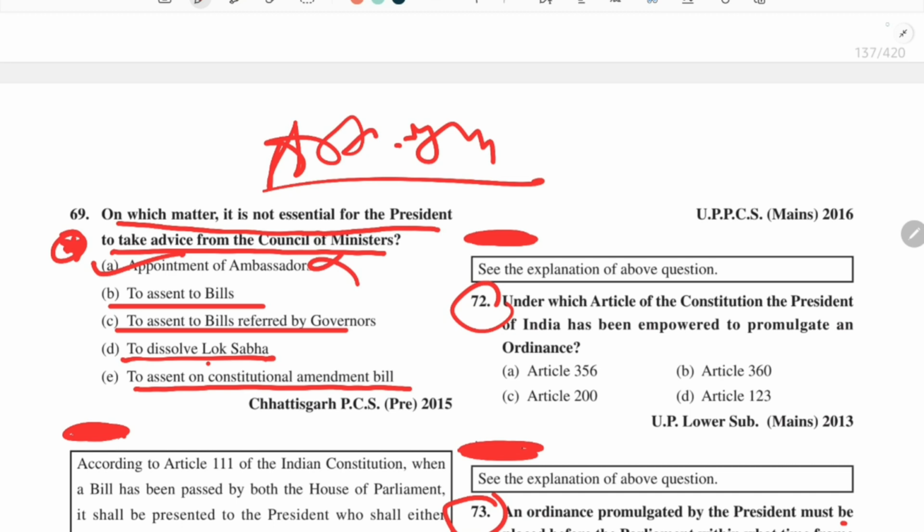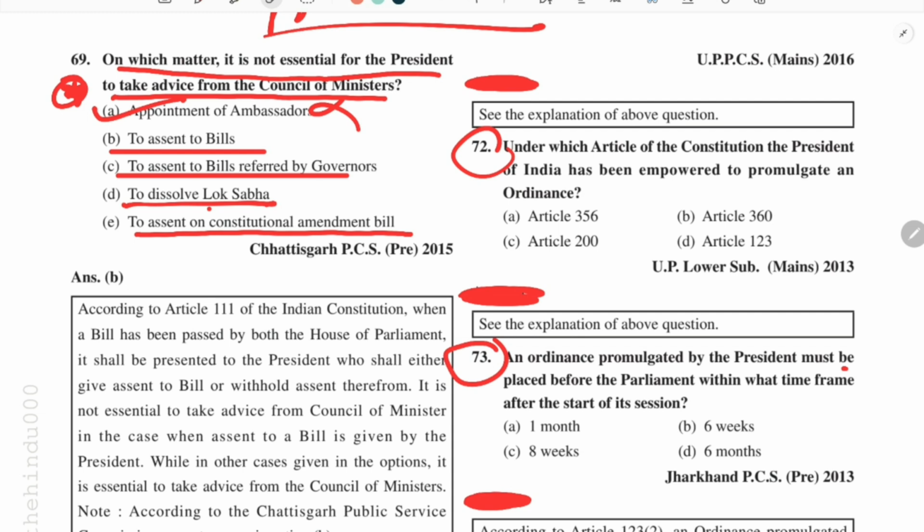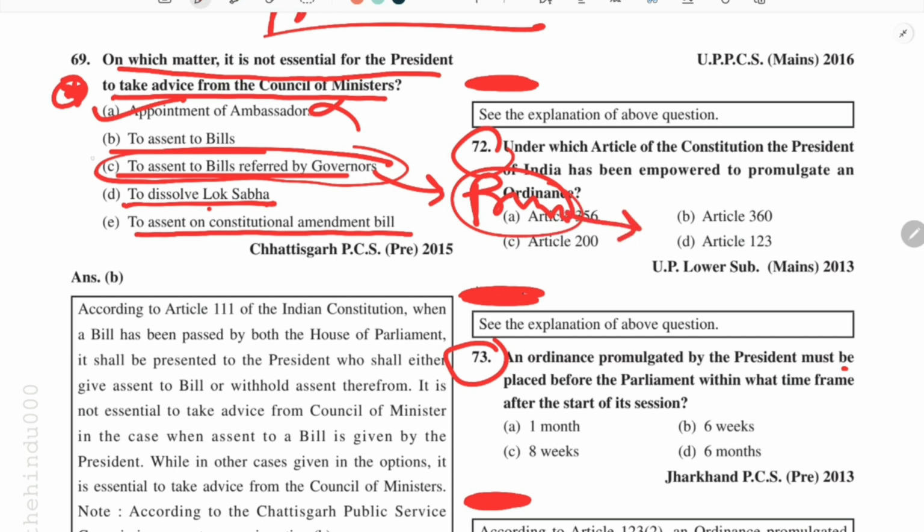Coming to the statement, assent to the bill referred by the governor. When the bill is reserved by the governor for the consideration of the president, then the president acts according to the aid and advice of the council of ministers. So that is incorrect. Here aid and advice is taken. Here also aid and advice is taken. To dissolve Lok Sabha, I told you that in the dissolution of Lok Sabha, always the aid and advice is taken. To assent to the constitutional amendment bill.